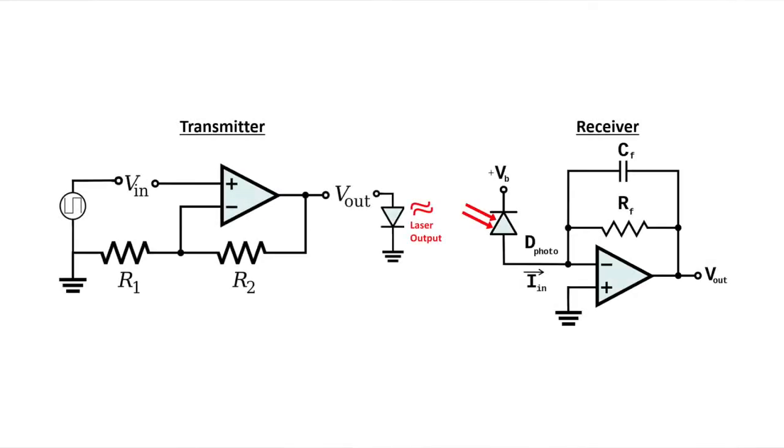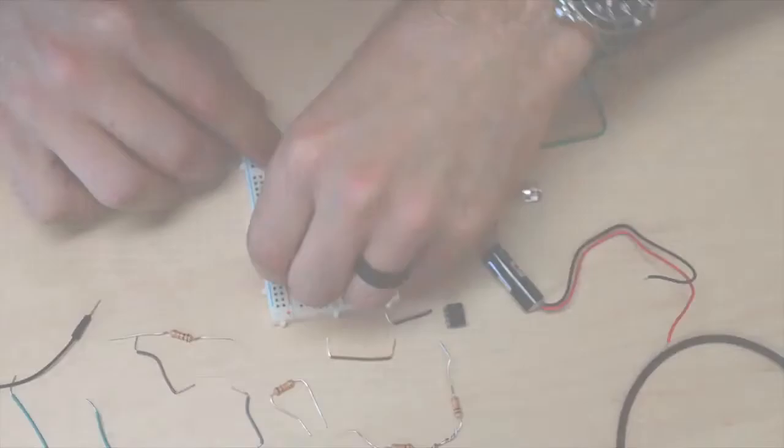Today, we'll be building a simple, free-space optical communication system. The schematic of the circuit can be seen on your screen now. For this circuit, we'll be using a standard, dual, general-purpose op-amp, a photodiode, a laser diode, and a number of simple resistors and capacitors.